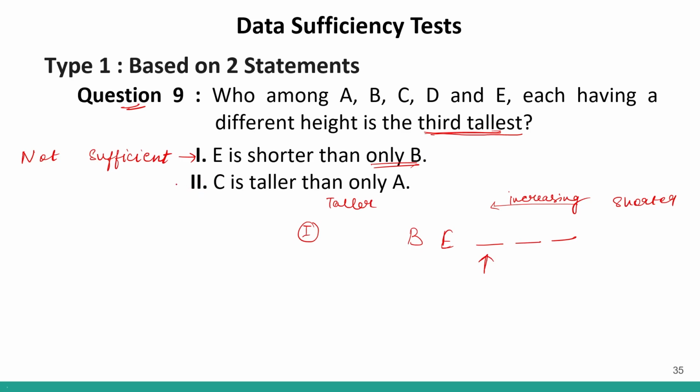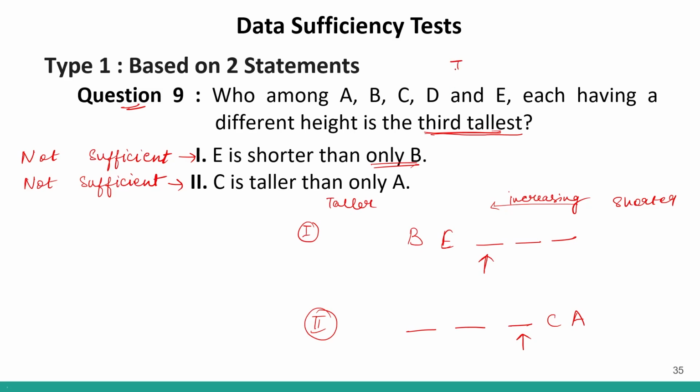Now, coming to statement number 2. Statement number 2 says that C is taller than only A. So statement 2 says that C is taller than only A. That means A is the only person shorter than C. So I will get 3 positions over here. I have to find this position. Can I find this position using this statement alone? No. So this statement is also not sufficient. Correct? Statement number 2 is also not sufficient.